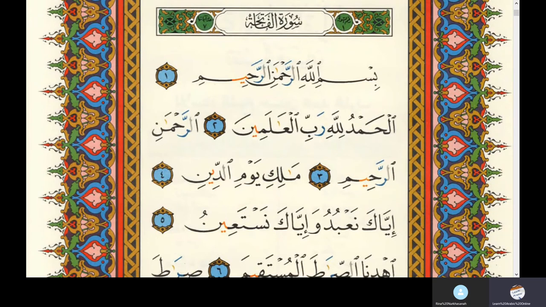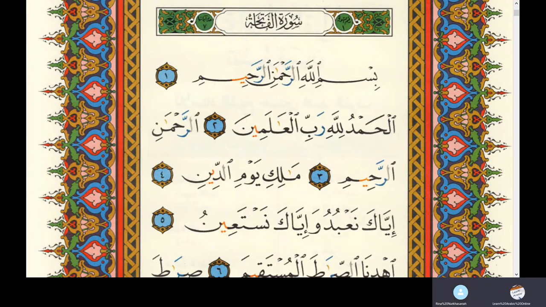Now start Surah Fatiha. The meaning? Yes, word by word meaning. Bismillah. Bismi means with the name. Bismi, with the name of Allah. Bismillah, with the name of Allah, in the name of Allah.